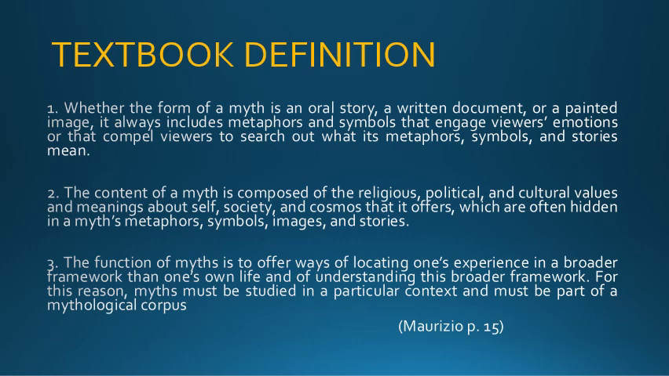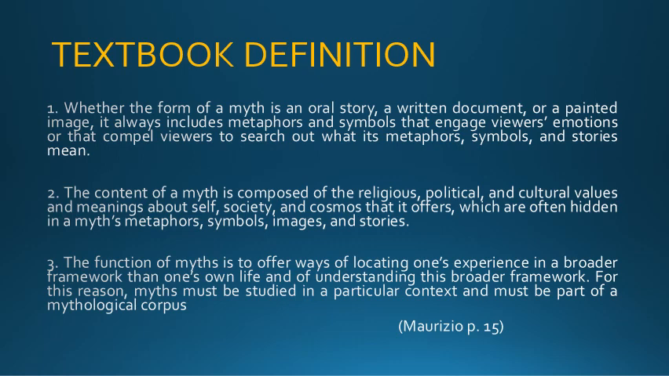So the textbook definition states that whether the form of a myth is an oral story, a written document, or a painted image, it always includes metaphors and symbols that engage viewers' emotions or that compel viewers to search out what its metaphors, symbols, and stories mean. So here's this idea that the meaning isn't immediately obvious. There's usually some kind of encoded message that the audience or the viewer has to figure out for themselves. So that is the idea of symbolism, allegory, metaphor, etc.